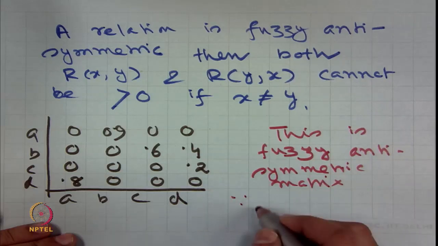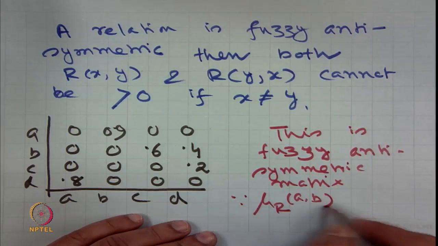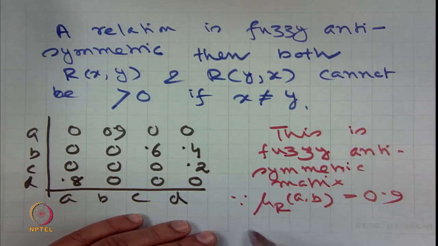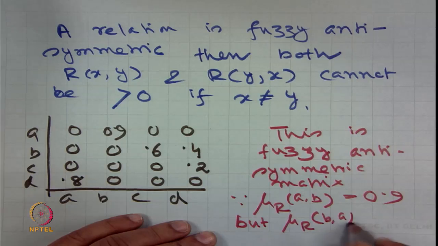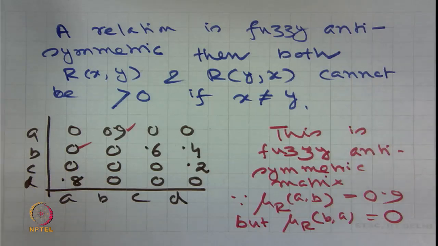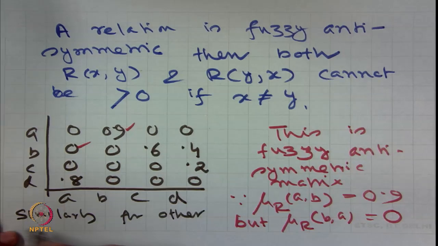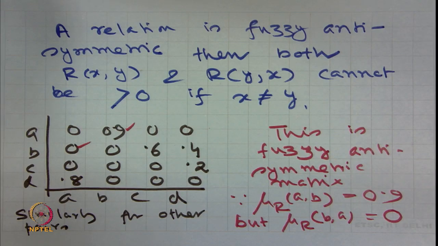Since mu R(a, b) is equal to 0.9, but mu R(b, a) is equal to 0. Similarly, for other pairs. Please verify that it is fuzzy antisymmetric.